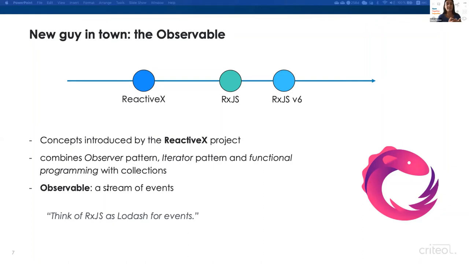So at the center of RxJS, there's the observable, which is a stream of events. Well, this is how they present RxJS, as Lodash for events. So imagine arrays, where each value is an event emitted over time.